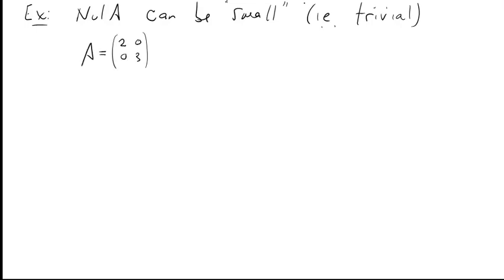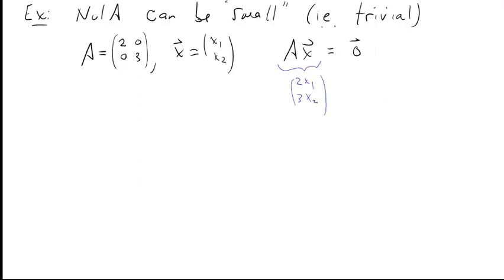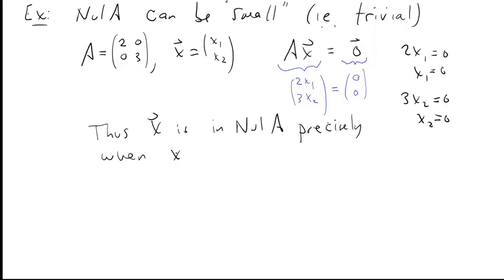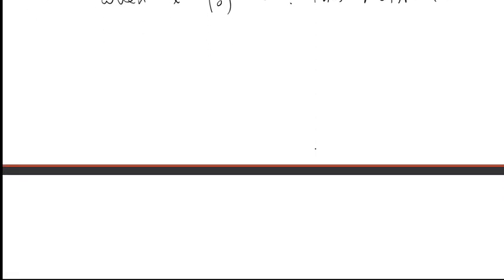Let A be this matrix. Let x be any vector in R^2. And let's take a look at what Ax = 0 means. Well, Ax is just the vector (2x1, 3x2). That's equal to 0, and therefore 2x1 has got to be equal to 0, meaning x1 is equal to 0. And likewise, x2 has to be equal to 0. That means x is in the null space precisely when x is the zero vector. It's the only vector in the null space, and therefore the null space is trivial. It's a small null space.